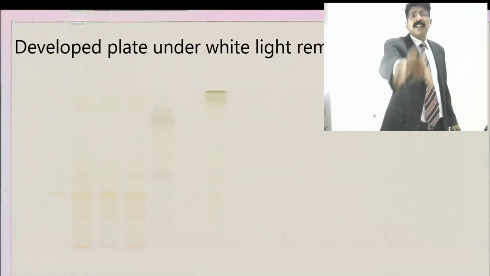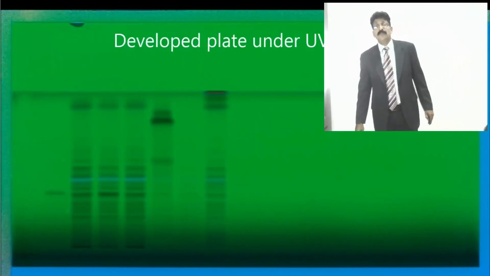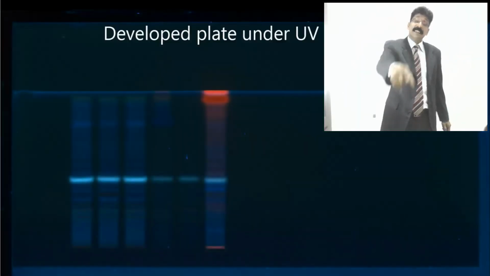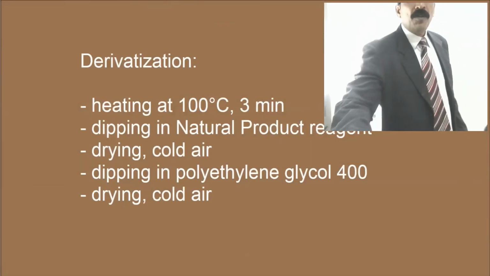You can see some spots are there, but this is for 254 nanometer when you go for visualizing, and this is for 366 nanometer, higher UV light. When you are seeing, you are getting the spots very clearly. Now you can go for derivatization.